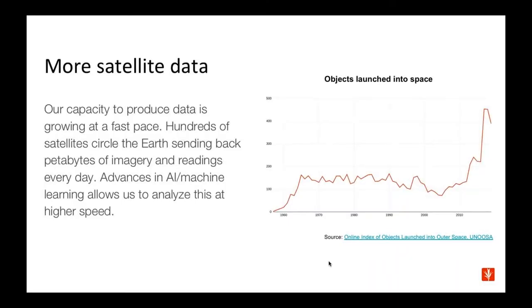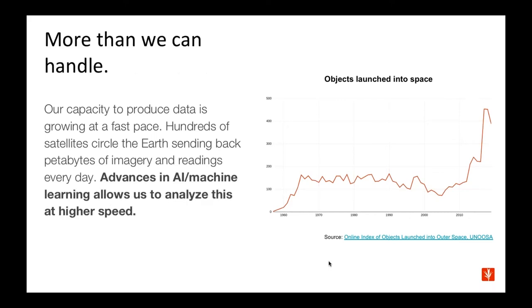So why is this a problem? Well, it's more data than we can handle. And the point of us all being in this room is that advances in AI and machine learning can help us actually take advantage of this massive amount of data. So what does a production-ready machine learning pipeline look like?